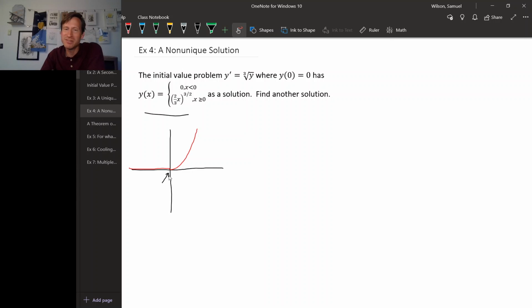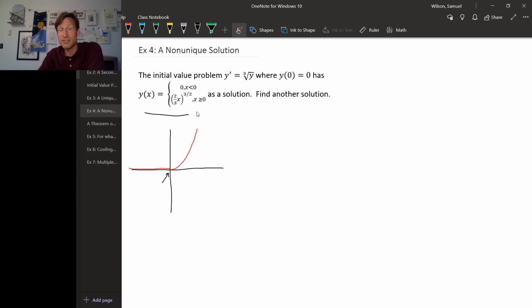If it weren't continuous at x equals 0, it wouldn't even count as a solution to a differential equation. So it's good that it's continuous. And something else that we'll notice in just a second is that it's actually differentiable at 0 as well. There's no sharp corner here at x equals 0.